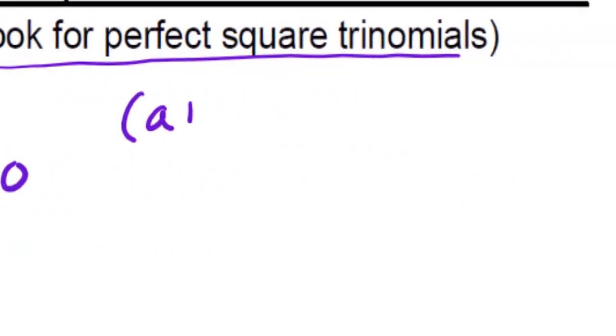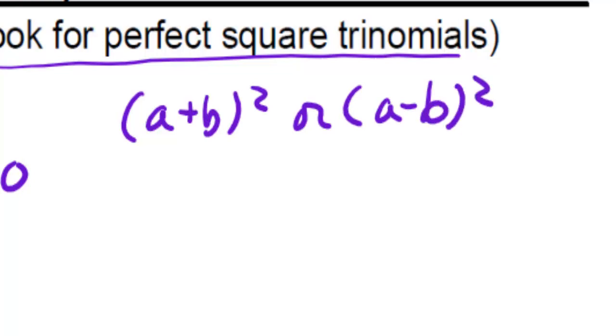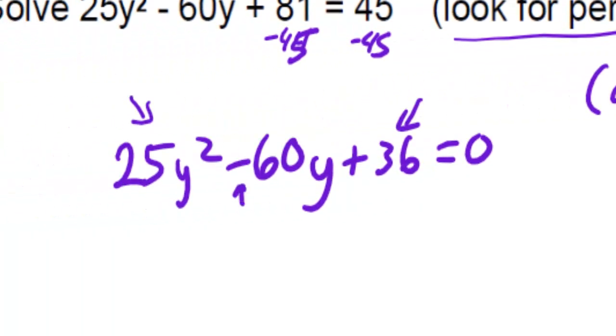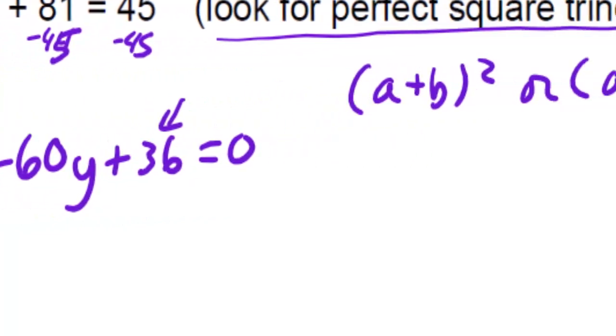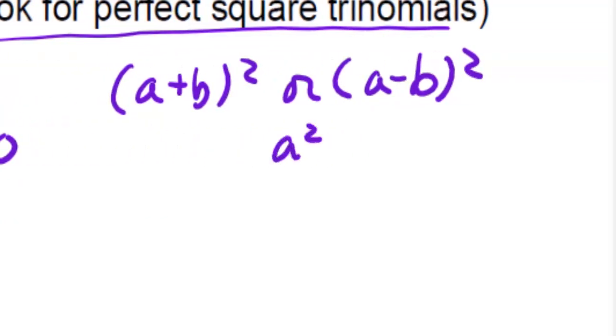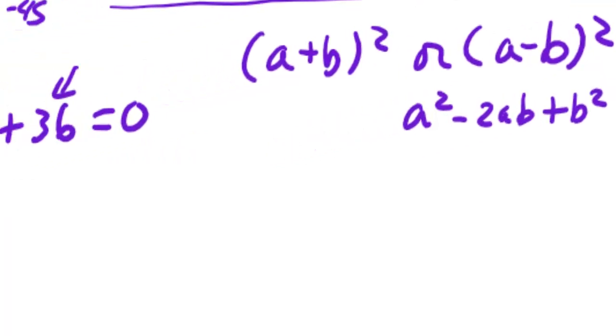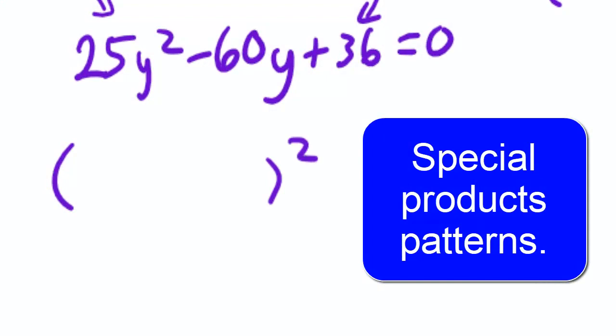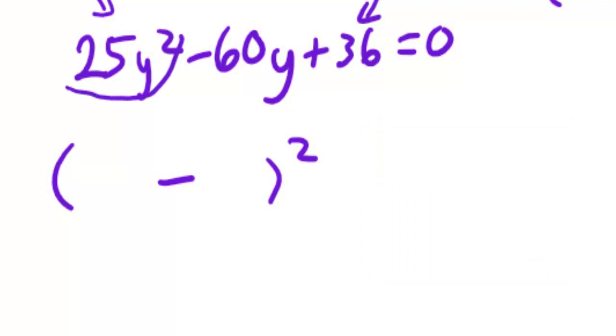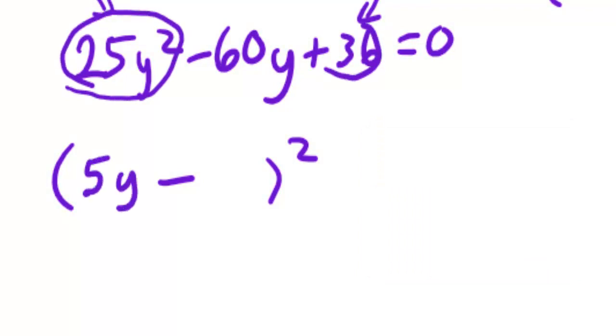Now I have a plus b squared, or I have a minus b squared as an option. And since there's a minus sign right there, it's probably going to be the second option, which produces the pattern of a squared minus 2ab plus b squared. So I'm going to go ahead and write down my parentheses with a square and a minus in between. And so the first thing I'm going to do is take the square root of the first term, and that will give me a 5y. And the square root of the last term, and that will give me a 6. And remember, the reason this is a negative is because this sign always comes down.